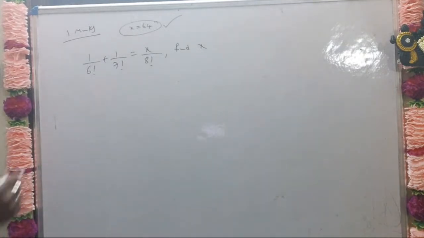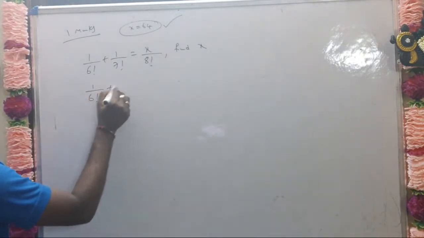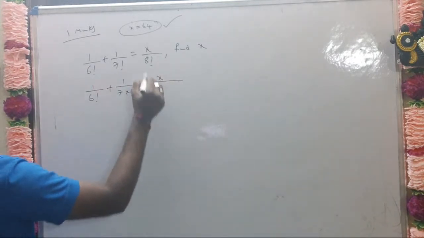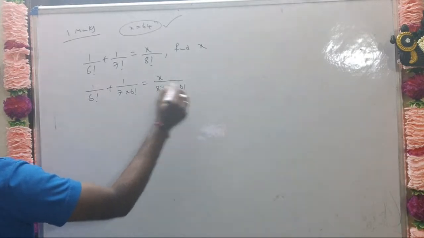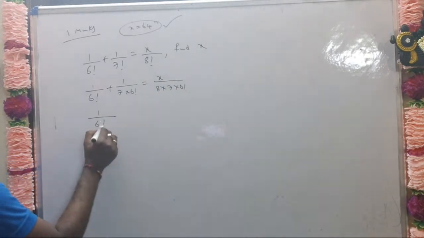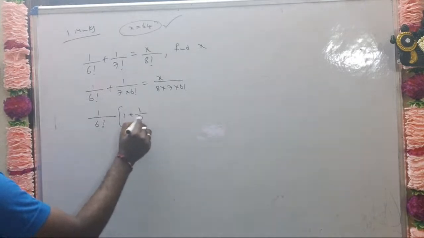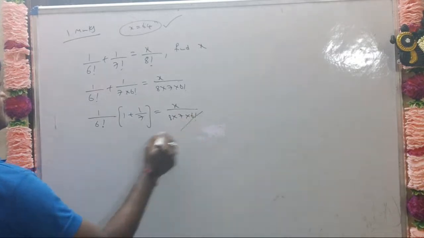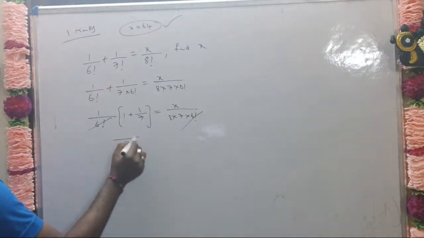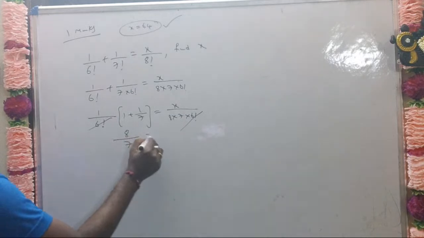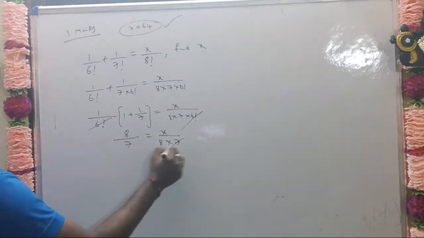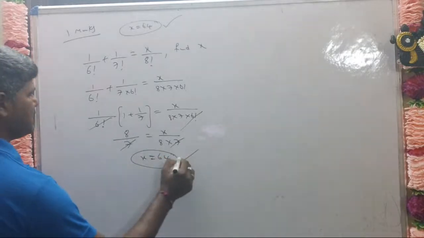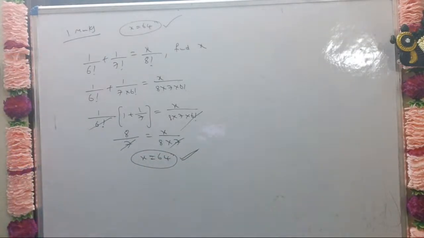Proof. 1 by 6 factorial plus 1 by 7 factorial, you write 7 into 6 factorial. X by 8 factorial, you write 8 into 7 into 6 factorial. Take 1 by 6 factorial common. 1 plus 1 by 7 is equal to x by 8 into 7 into 6 factorial. 6 factorial cancel. Take LCM. 7 ones are 7 plus 1, 8 by 7 is equal to x by 8 into 7. 7 7 cancel. Cross multiply. X is 8 8s are 64. So I said the shortcut like that.